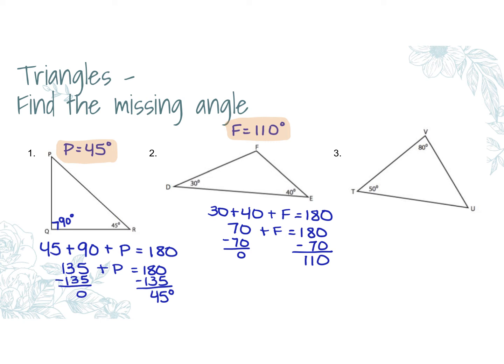In problem 3, I'll add together my two known angles, 50 and 80, and add my missing angle U to equal 180. 50 plus 80 is 130. Next, I would want to subtract 130 from both sides of my equation to get angle U by itself. Angle U will equal 50 degrees.